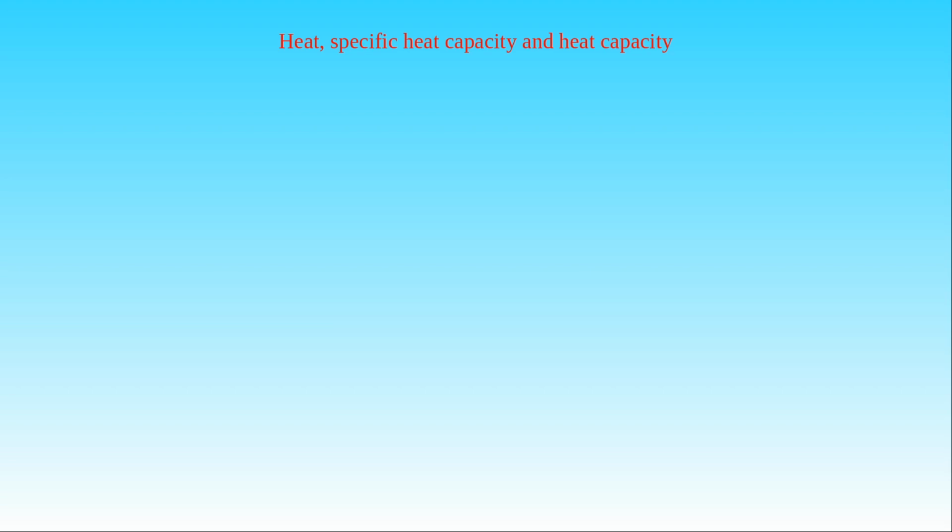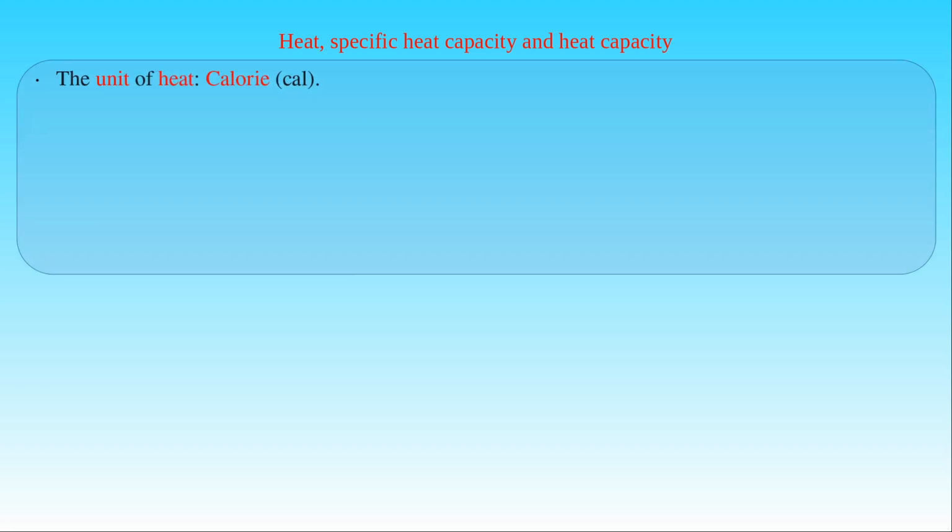Based on the results of these experiments, we can define the physical unit of heat, and introduce the quantities called specific heat capacity and heat capacity, describing the behavior of bodies related to the change in their thermal state, when they absorb or release heat. We call the physical unit of heat calorie, abbreviated with cal, which is defined as follows. 1 calorie is the amount of heat required to raise the temperature of 1 gram of water by 1 degree Celsius.